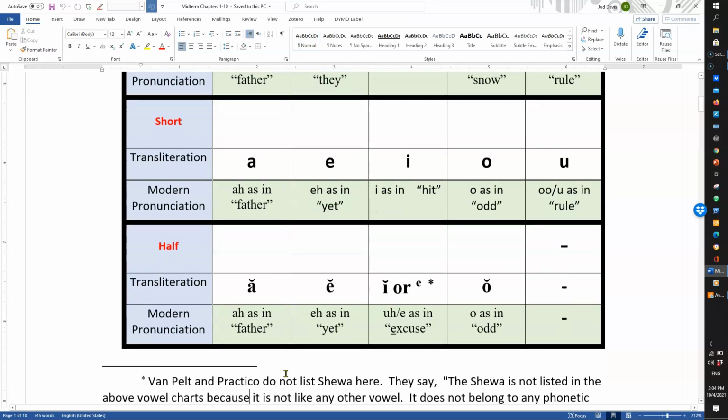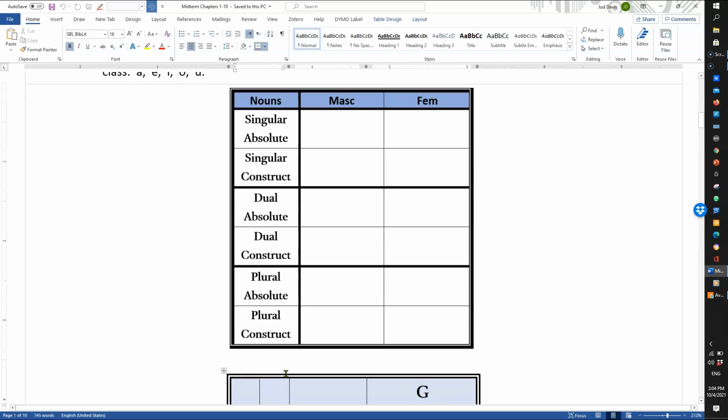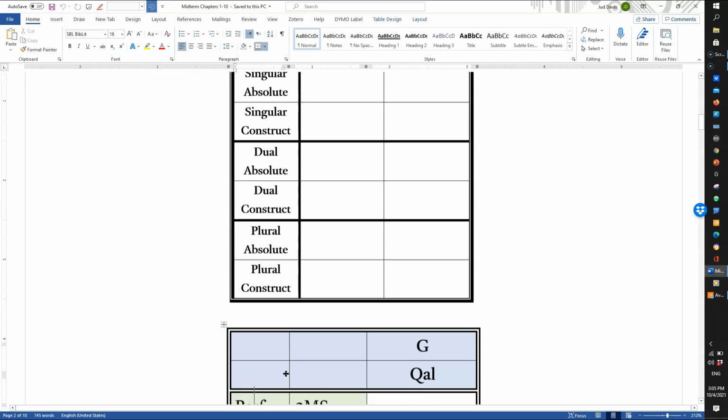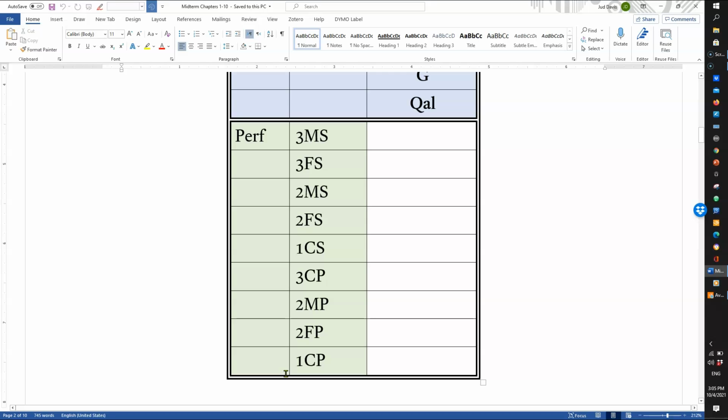The chart, if you've taken Greek, you know there are like 50 charts we have to learn. This is the only one we have to learn for the nouns. So it's just that one, pretty easy. Commit that to memory. Then the Qal perfect, or as I have it listed there, the G perfect, Grundstamm some people call it, but we'll call it the Qal.